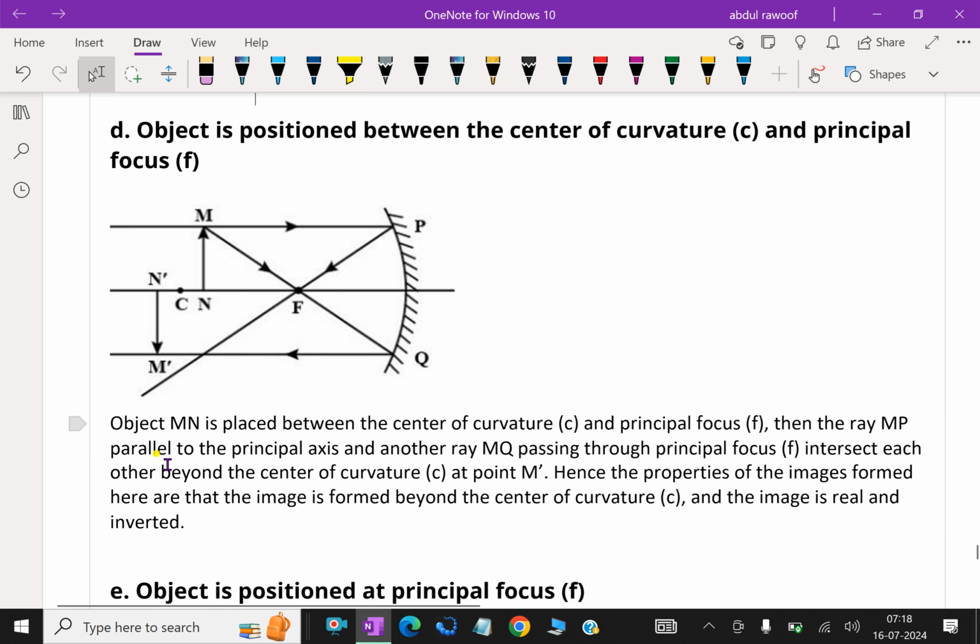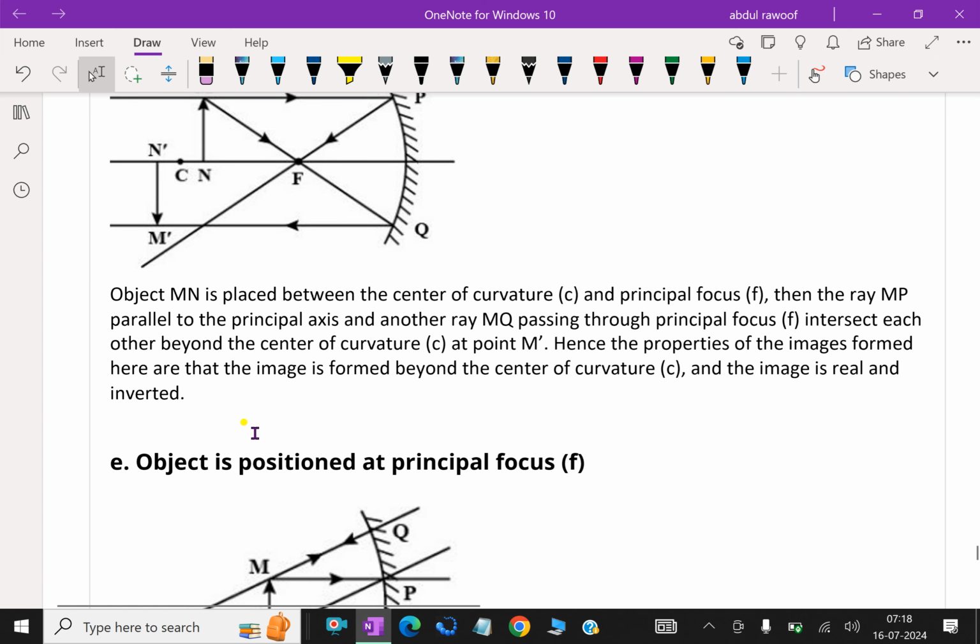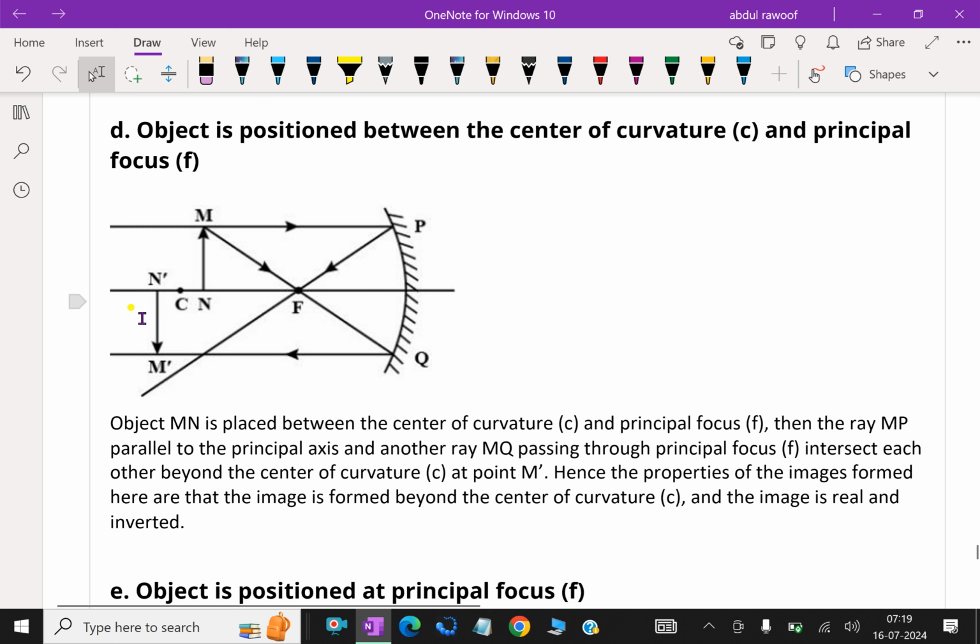Look here. The object MN is placed between the center of curvature C and the principal focus F. Then the ray MP parallel to the principal axis and another ray MQ passing through the principal focus F intersect each other beyond the center of curvature C at the point M dash. Hence, the properties of the image formed here are that the image is formed beyond the center of curvature C, and the image is real and inverted. Here the image is beyond the center of curvature, and is enlarged and inverted.